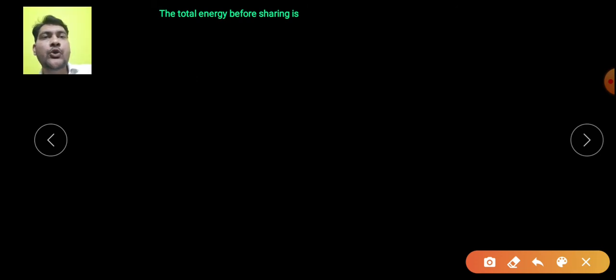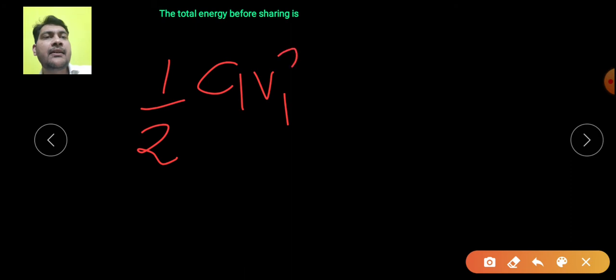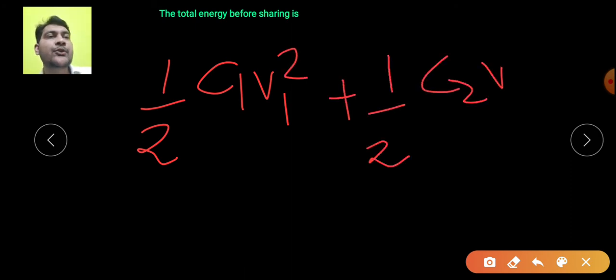Total energy before combination. Energy on the first capacitor was half C1 V1 square, and energy on the second capacitor was half C2 V2 square. So this was the energy stored on both capacitors in total before sharing, before connecting them. And what is the total energy after combining the capacitors?